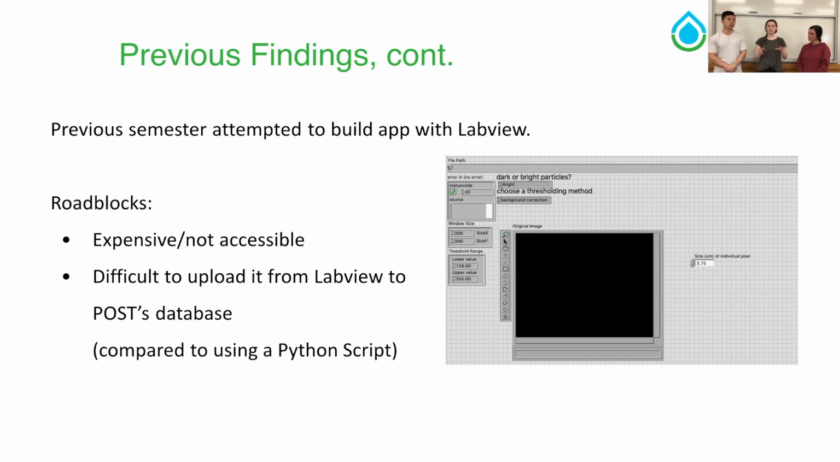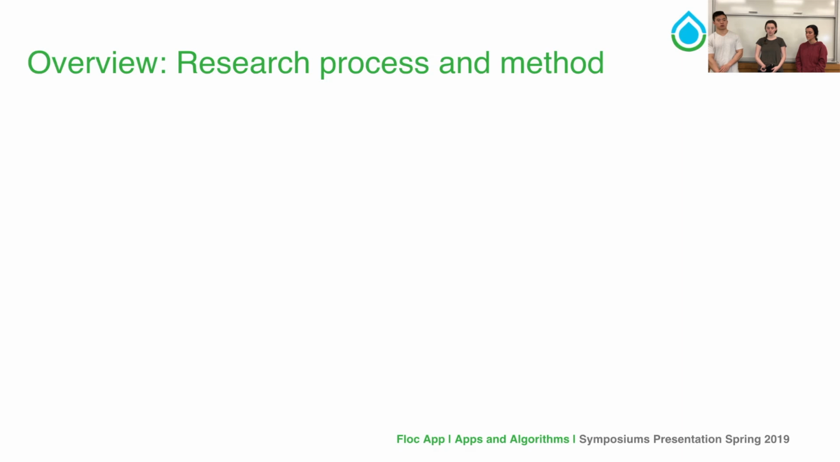To sum up our previous findings and what the team has done in past semesters, the team also attempted to build an interface with LabVIEW, and although it worked and performed a nice interface between a plant operator and what we're trying to do, a few issues with LabVIEW are that the software is not free and it is very expensive, and we would not want to purchase that for all the Agua Clara plants. It's also difficult to upload the data from LabVIEW to a Postgres database. So to change away from that, we've decided to use a Python script.